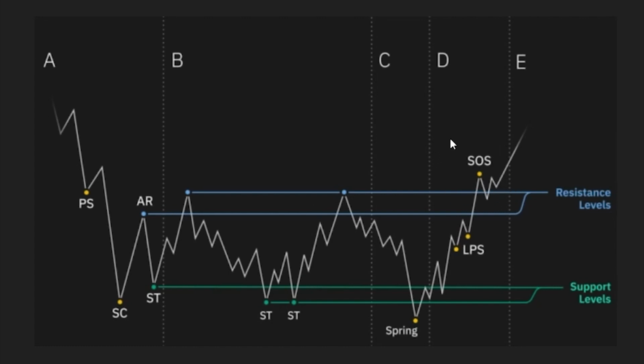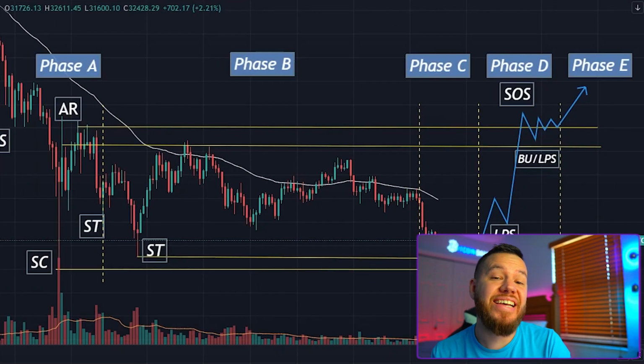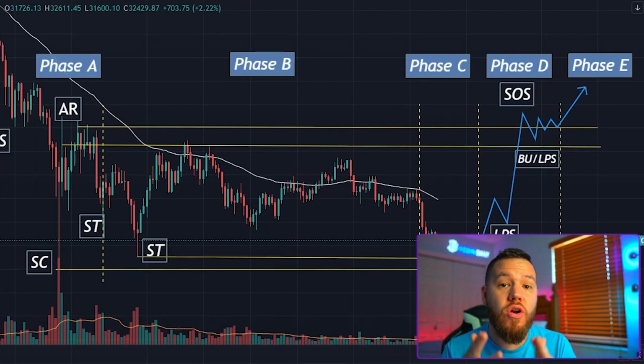And last but not least, we have phase E. Phase E is marked by the breakout out of the trading range of the accumulation phase. This is when the uptrend starts. Now let's look at an example of an accumulation schematic in the Bitcoin chart right now.